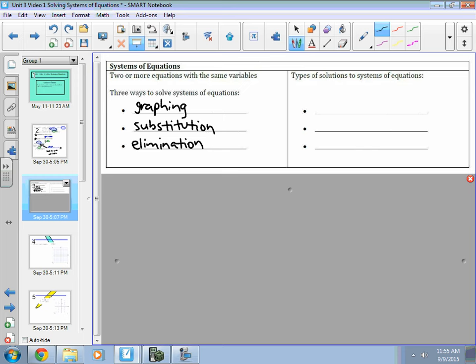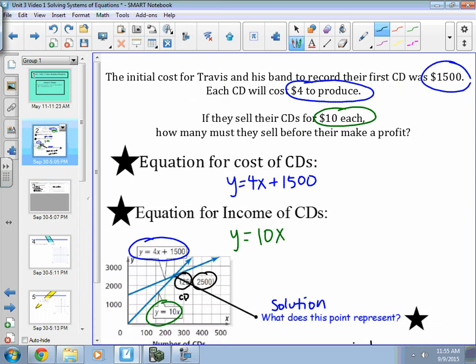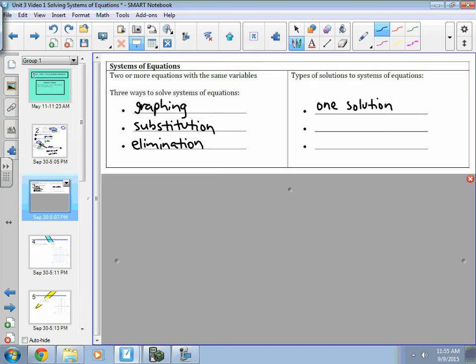When you solve systems of equations, there's three types of solutions you can get. One solution is possible, and that's like we got in the last problem. When we solved this one problem, these two lines crossed once, we got one solution. So that's when you have intersecting lines, when the two lines are intersecting.